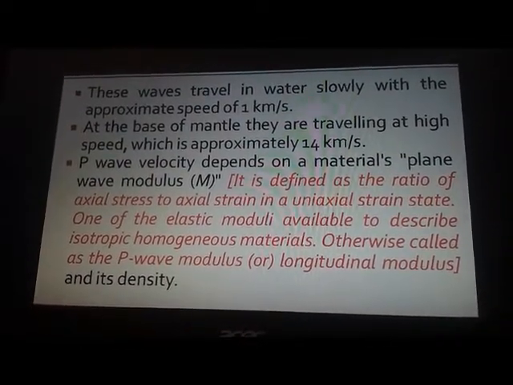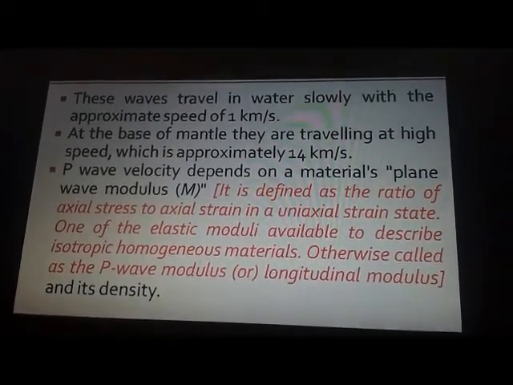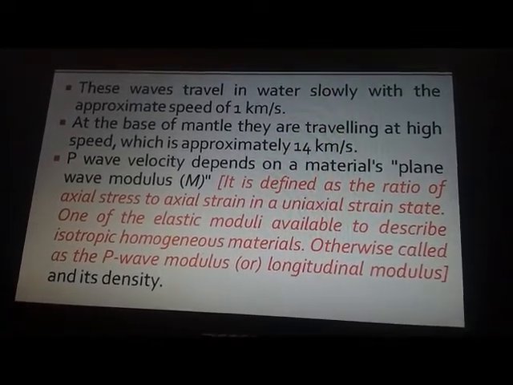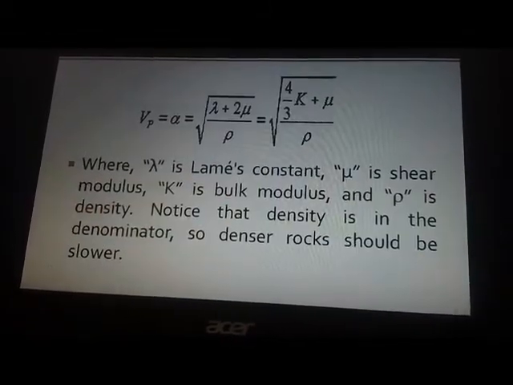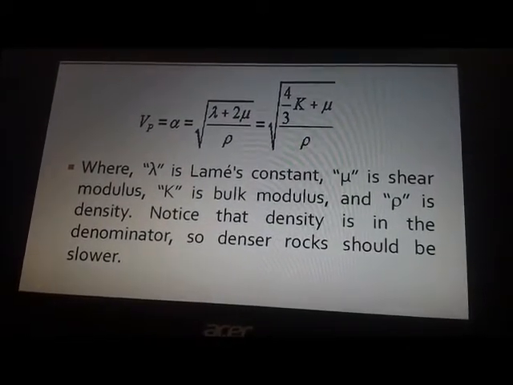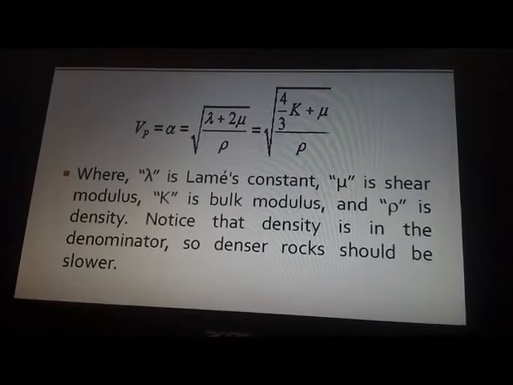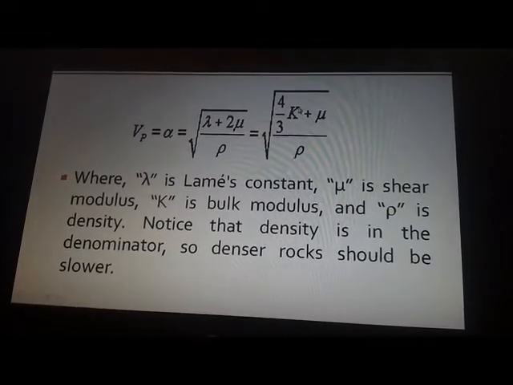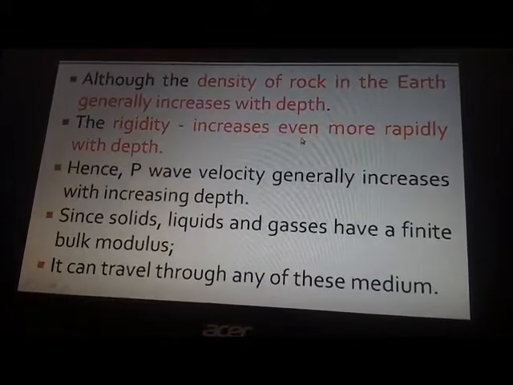This P wave basically depends upon the plane wave modulus. The plane wave modulus is nothing but the ratio between the axial stress and axial strain. That is, it tells you the elastic nature of the rocks, which basically decides the nature of the P wave. The velocity of the P wave is given by Vp equal to alpha, which is equal to the root of (lambda plus 2 mu) by rho. Here lambda is Lame's constant, mu is the shear modulus and rho is the density. Another alternate formula is the root of (4/3 mu plus k) by rho, where k is the bulk modulus, mu is the shear modulus and rho is the density.